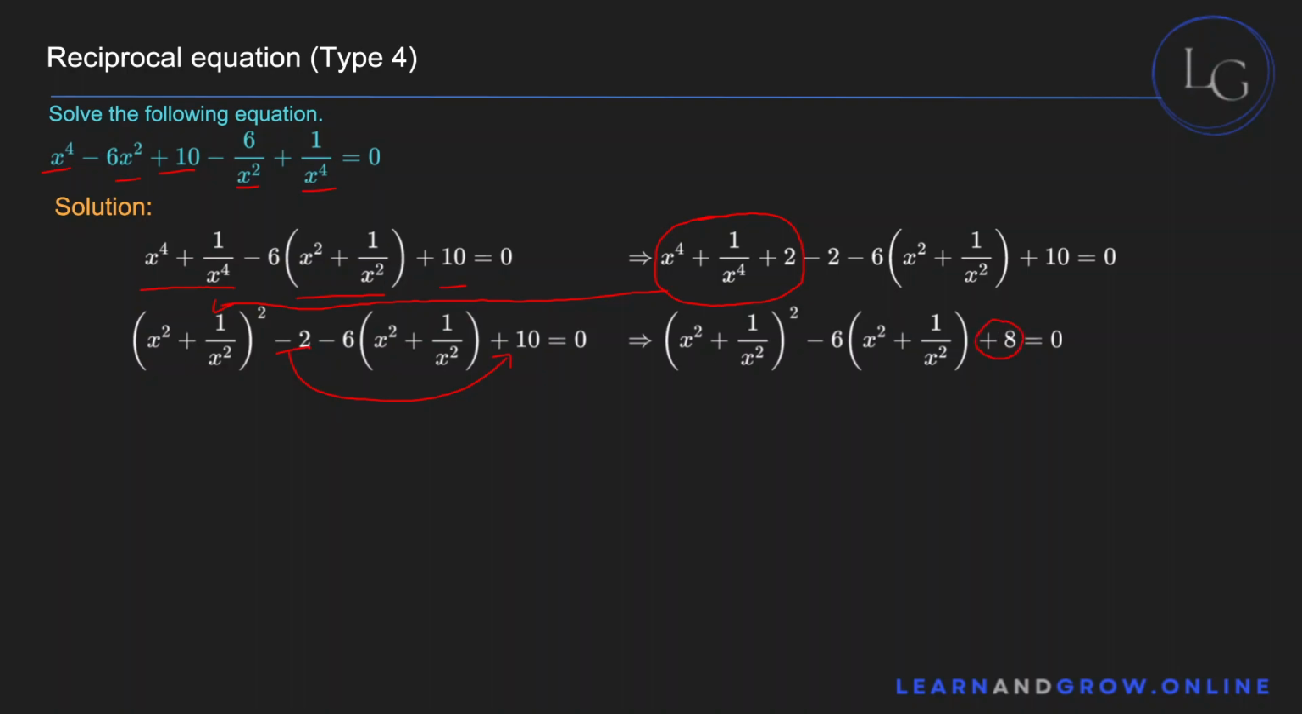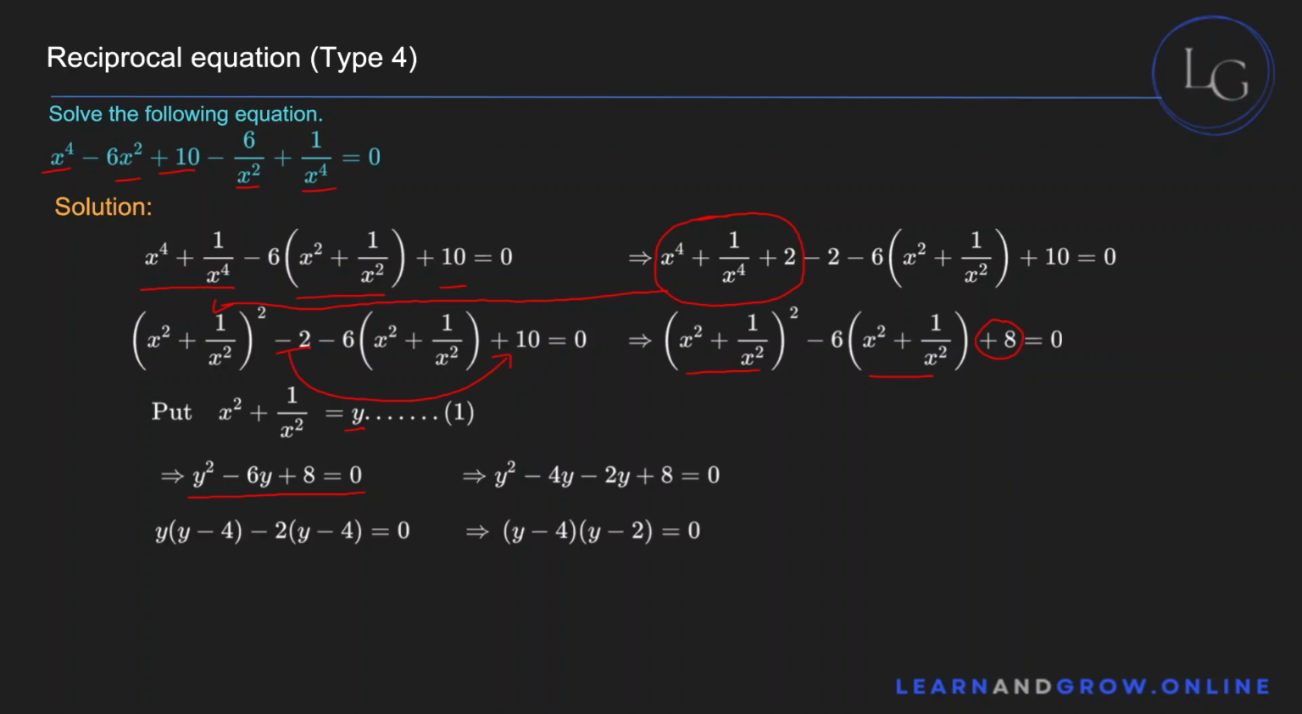And now basically these terms and these terms are same. So x square plus 1 over x square we can assume it to be equal to y. And when you plug in y in place of x square plus 1 over x square, you get a quadratic equation in y. So by factorization, we've already learned how to do that before, you get these two terms. So either y minus 4 is equal to 0 or y minus 2 is equal to 0, and upon solving this you get y is equal to 4 and y is equal to 2.